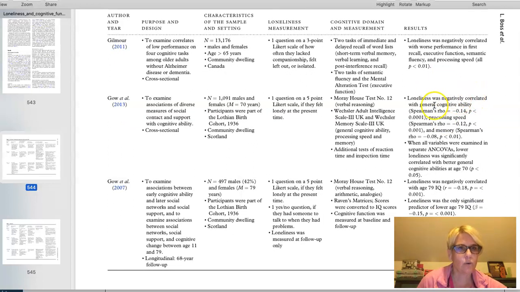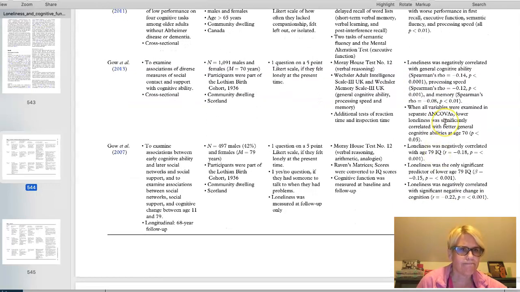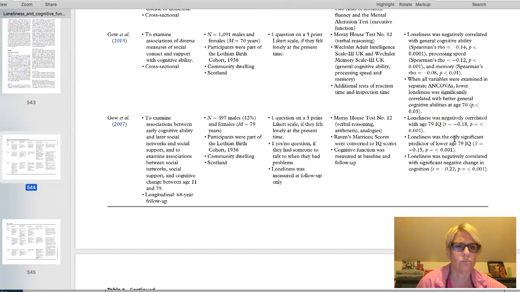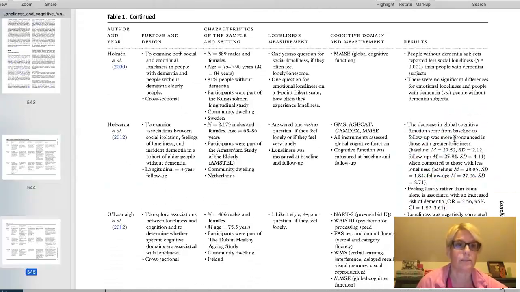Loneliness was negatively correlated with general cognitive ability. So I have the statistics there, processing speed and memory. Sometimes you might want to put something else. Then when all variables were examined in separate ANCOVAs, lower loneliness was significantly correlated with better general cognitive abilities at age 70. I'd have to go back to the article to see how that's important, but it must be something important that I wanted to say.